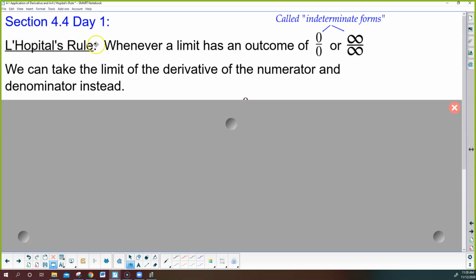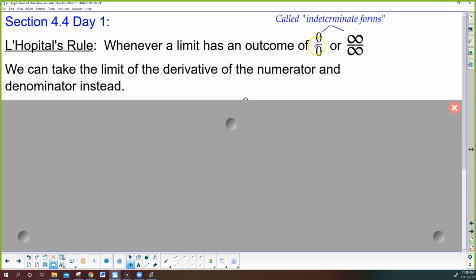But basically, they discovered that whenever a limit has an outcome of 0 over 0 or infinity over infinity. Now we have to be careful. It's not equal to 0 over 0. It just means the top is going to 0 and the bottom is going to 0. Or it could be going to positive infinity or negative infinity.